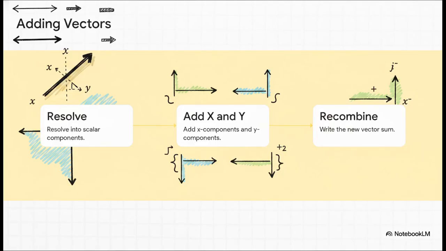So instead of those messy, tedious drawings, adding vectors becomes a super simple 1, 2, 3 checklist. First, resolve each vector into its scalar components using sine and cosine. Second, group them up. Add the x components together and the y components together. And finally, recombine them to write the new vector sum. It's clean, it's algebraic, and it works every single time.